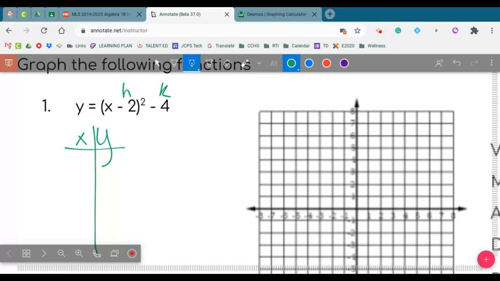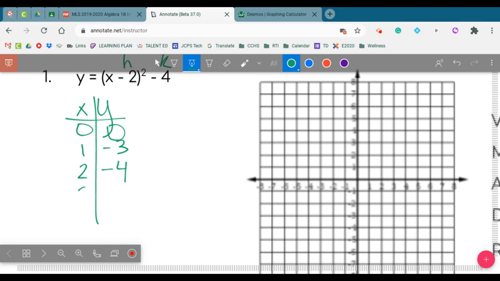So that lowest most point, where it changed direction, is at 2, -4. So I'm going to put that in the middle. And then I'm going to do 1, -3, 0, 0, and then I'm going to go in the opposite direction. So I'm going to have 3, -3, and 4, 0. So this right here is my vertex, because that's my lowest most point, and then it went back up.